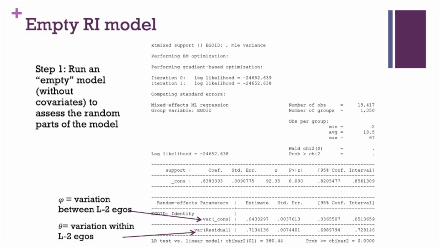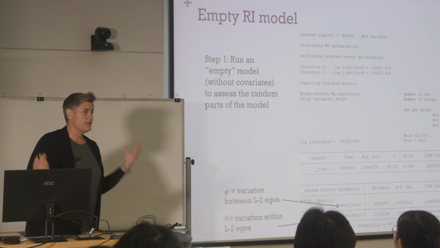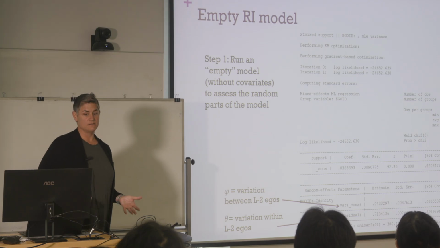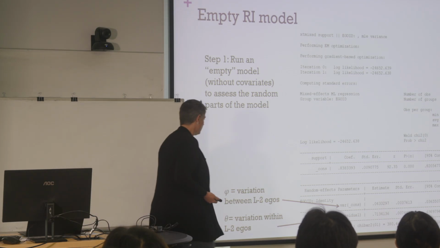So we can run this in Stata, and the first step is always to run what's called an empty model, which just means a model without any predictors, without any covariates. This allows us to first assess the random parts of the model, or the variance in the model, before we've started putting in predictors that explain that variance. And so we might just want to know, off the bat, what does our model look like?